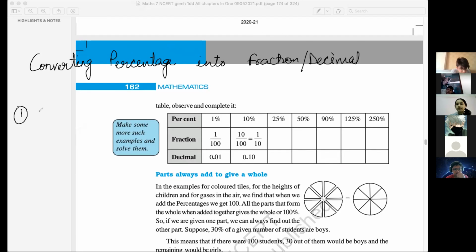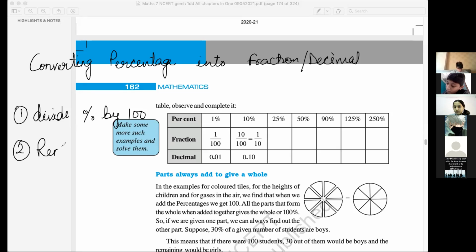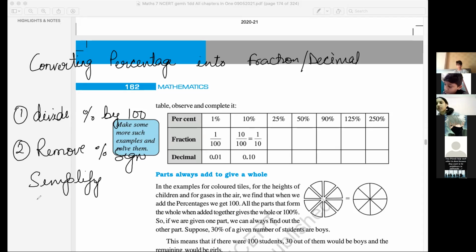So what is the first step? Divide. Everything we have done it last year. If you can, go through the notes also. Divide the percentage by 100. And second, simplify. Yes, simplify. If it is asked in decimal, you will convert it in decimal. If it is asked in fraction, you will convert it in fraction. Okay, so let us do a question.